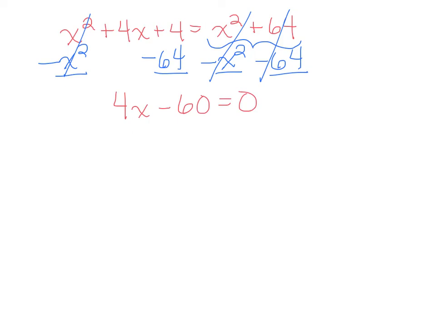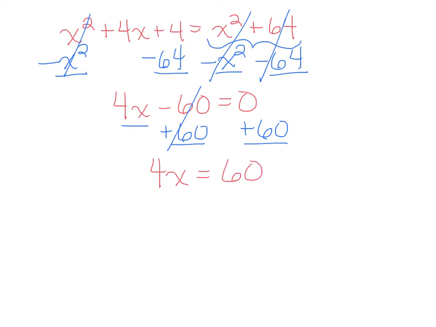Now notice here that you have just plain 4x. You do not have any exponents. Therefore, this is a simple matter of just solving for x. So we're going to go ahead and move this 60 over to the other side by adding it. We get 4x equals 60. And now divide both sides by 4.